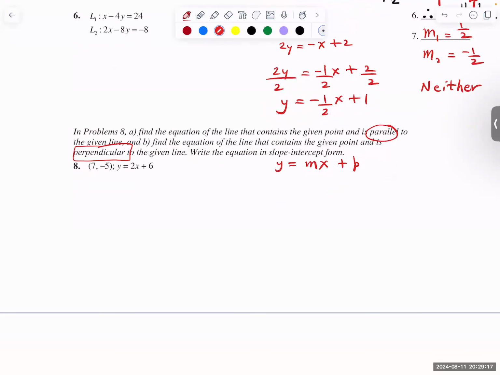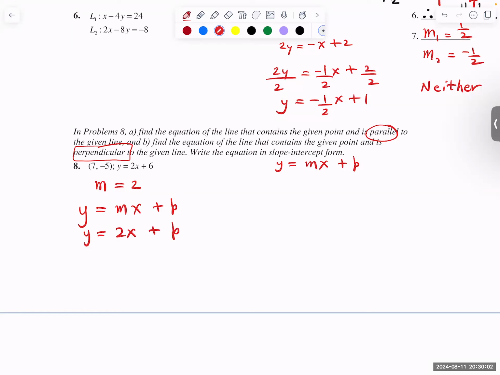So the first thing we need to do is know what is the slope of the given line, which we can see by inspection. Since the equation is solved for y, slope is the coefficient of x, which is positive 2. So every line parallel to this given line will have the same slope of 2. So the line that passes through the given point will have equation y equals mx plus b if we use slope-intercept form.